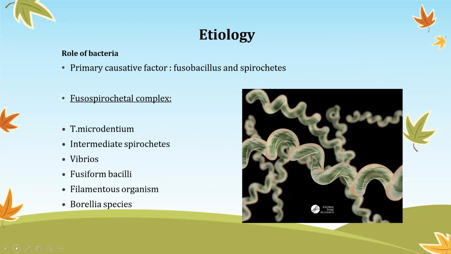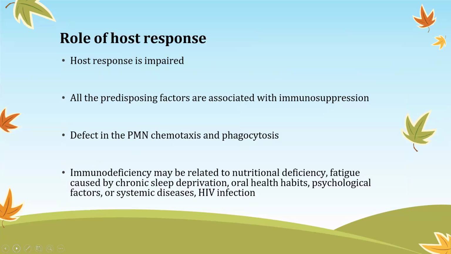So what is the etiology of necrotizing ulcerative gingivitis? The primary role is bacteria. The primary causative factors are Fusobacillus and spirochetes, which is known as the fusospirochetal complex. And other than that, there will be involvement of Treponema microdentium, intermediate spirochetes, Vibrios, fusiform bacilli, filamentous organisms, and Borrelia species also.